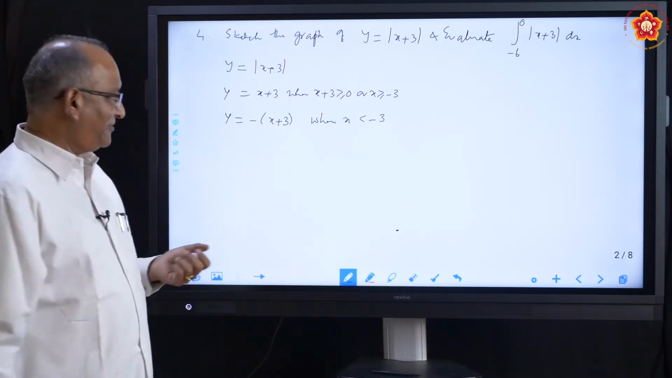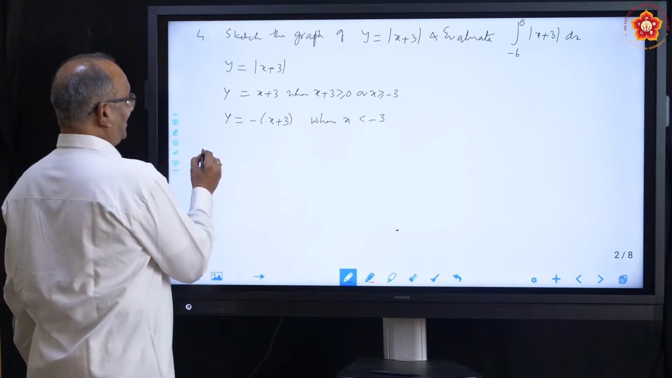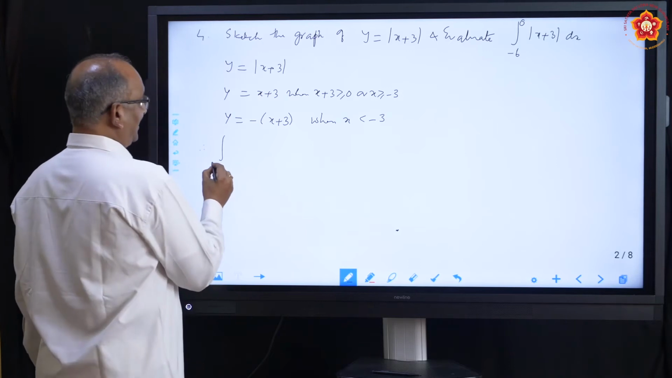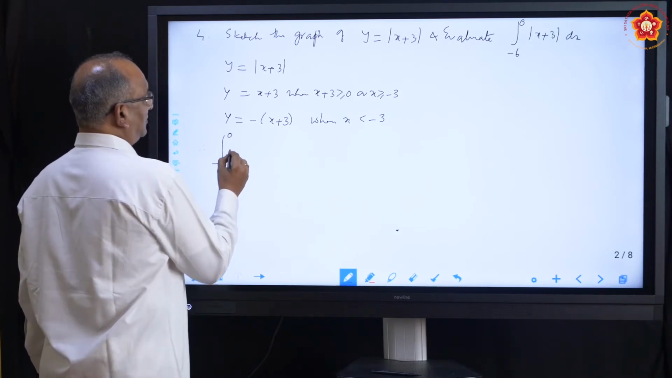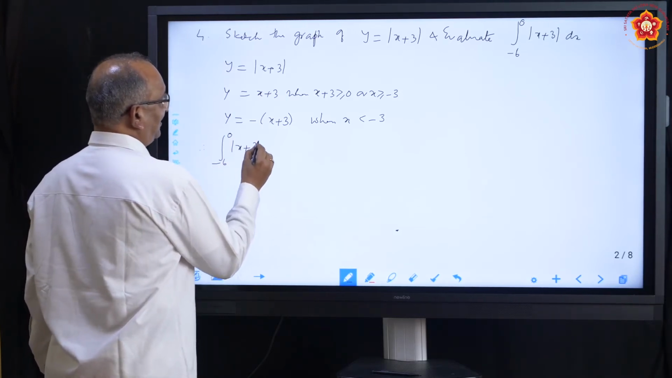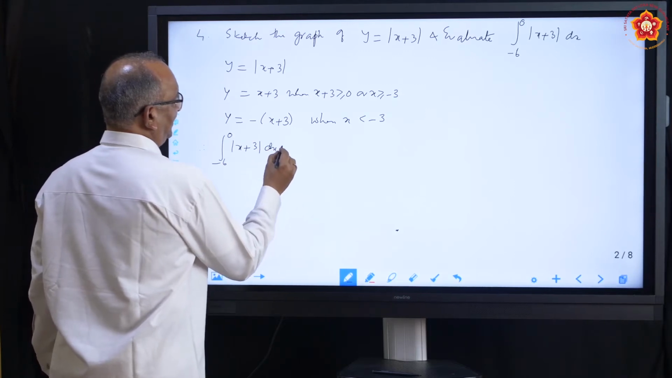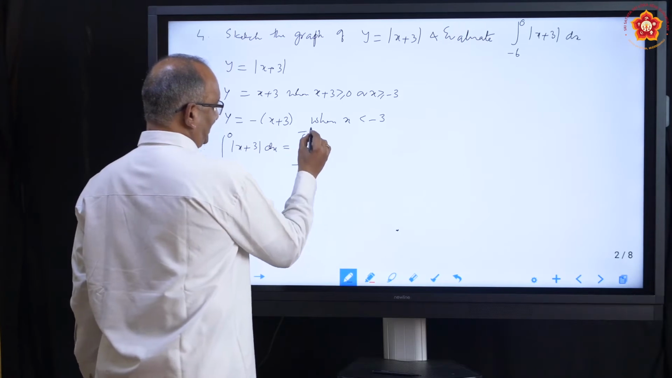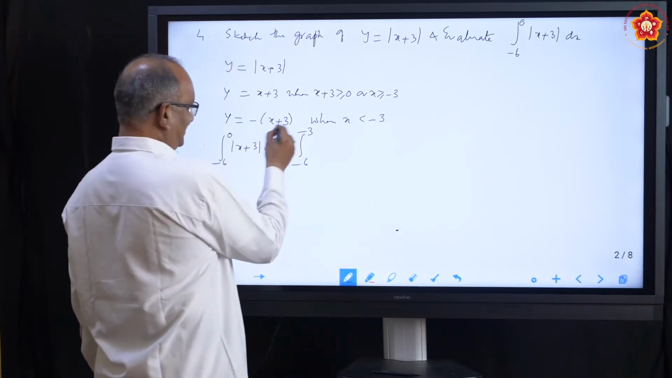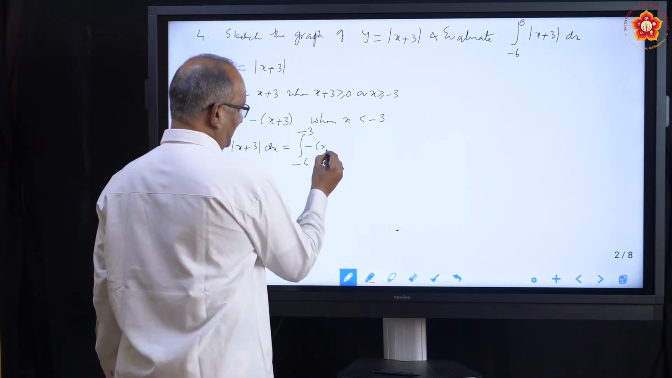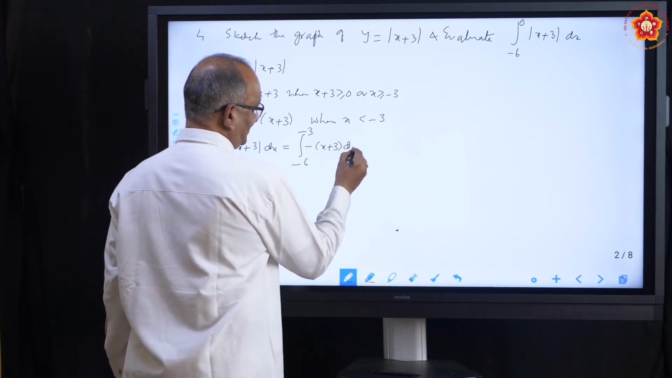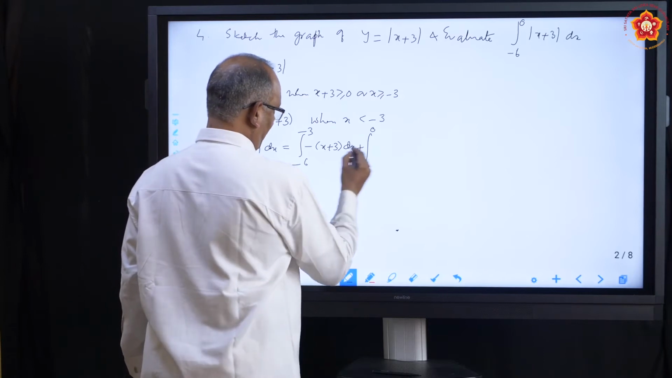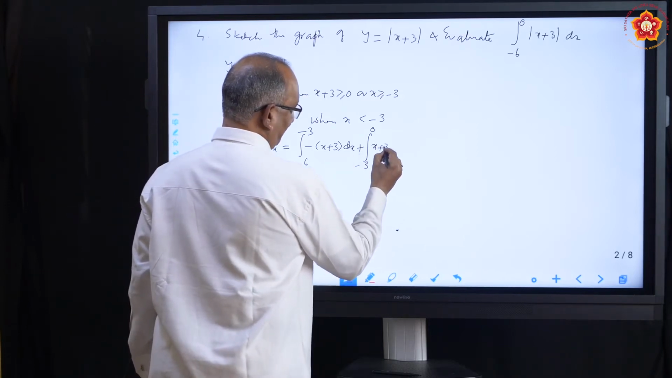So how do you evaluate? Hence the integral from minus 6 to 0 of modulus of x plus 3 can be written into two parts. One is from minus 6 to minus 3, because for x less than minus 3 the function is minus of x plus 3, dx, plus the integral from minus 3 to 0 of x plus 3.